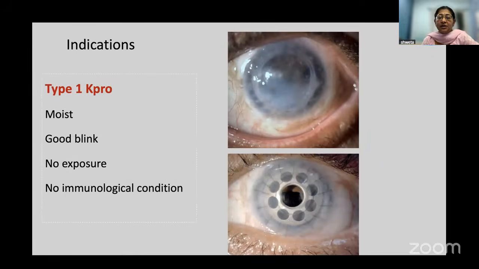In the type 1 keratoprosthesis, we are looking at eyes which are moist, have good blink, and have no exposure, and we prefer eyes with non-immunological conditions like chemical injury or total LSCD, aniridia patients, or patients following multiple failed grafts, or a VR surgery with a silicone oil-filled eye. These are eyes with really good prognosis following a type 1 keratoprosthesis.